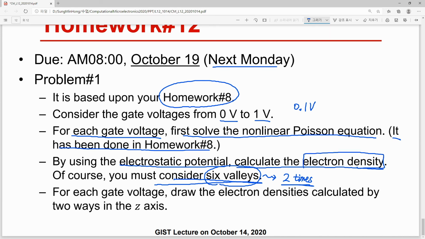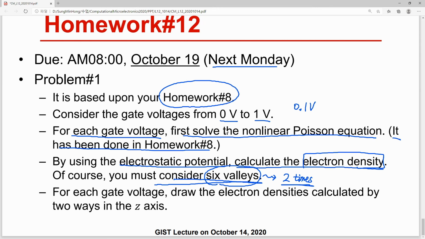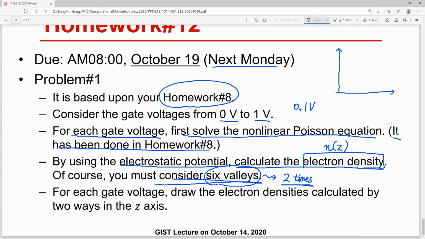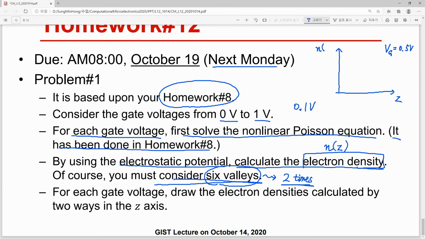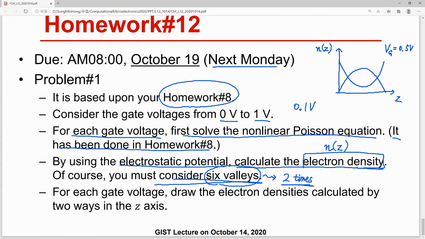Here the electron density is not the integrated one, but the electron density as a function of position. And for each gate voltage, for example Vg equal to 0.5, please draw the semi-classical electron density and the quantum mechanical electron density. You will find a very interesting difference from this comparison. Okay, see you soon. Bye.